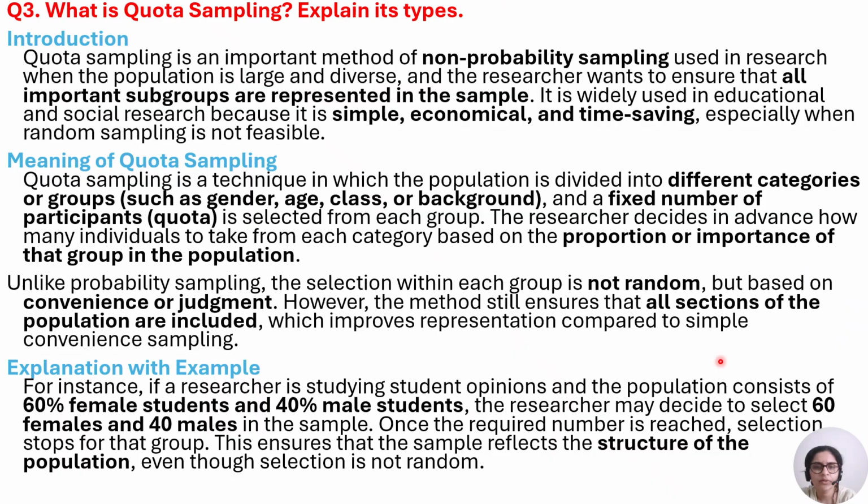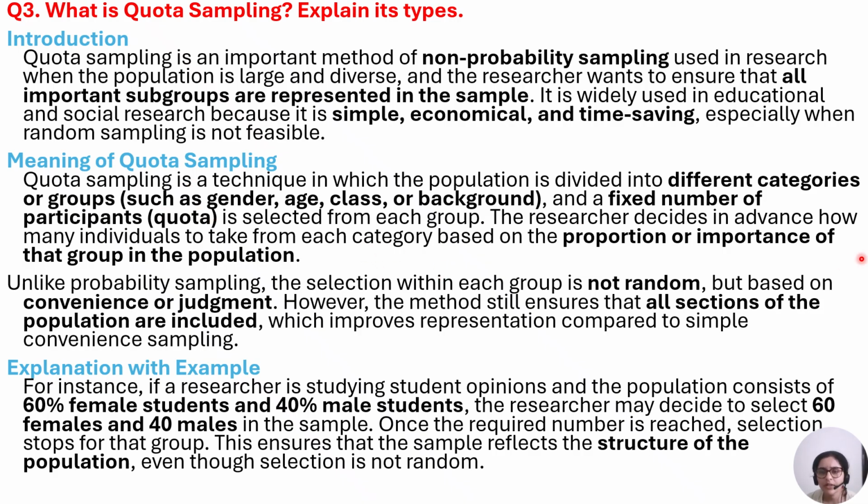You can go through it. What is quota sampling? We have seen the smaller explanation. Now we will see it in detail. It is an important method of non-probability sampling. If the researcher wants to ensure that all the important subgroups are represented in the sample, he will use this quota sampling method. In quota sampling, as we have already seen, the population is divided into different categories or groups, like gender, age, class, or background, and a fixed number of participants, that is the quota, is selected from each group.